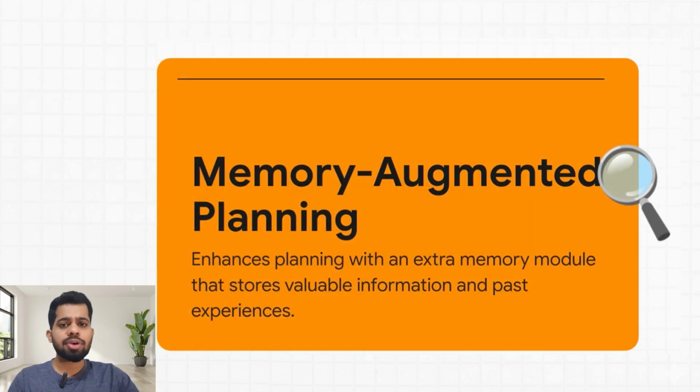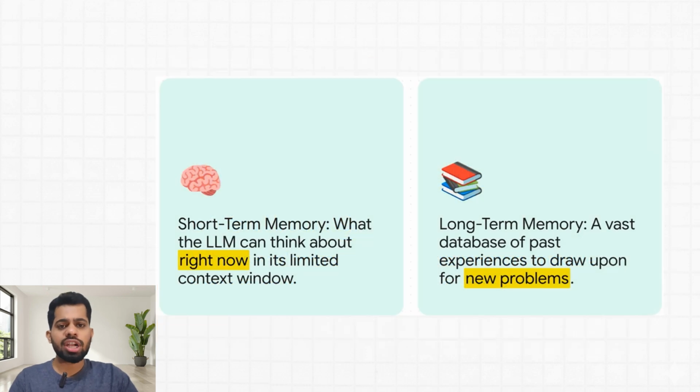This powerful concept is called memory-augmented planning. We give the LLM an external memory, a place where it can store past successes, past failures, useful facts, and all the context from previous jobs. So the key difference to understand here is short-term versus long-term memory. The LLM's long context window is its short-term memory, where it can think about right now, or the present, but hooking it up to an external database gives it a long-term memory.